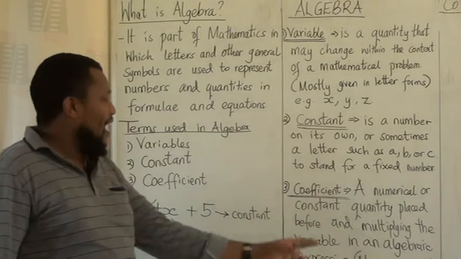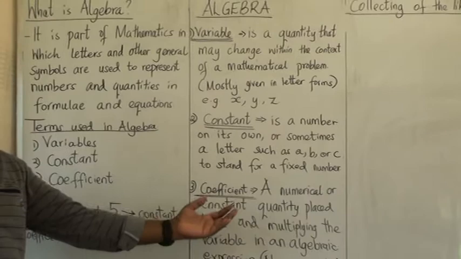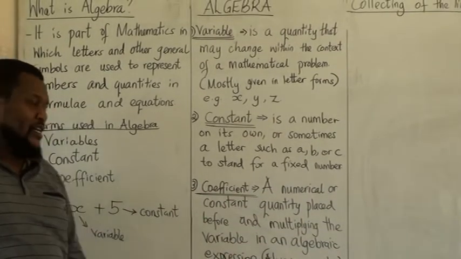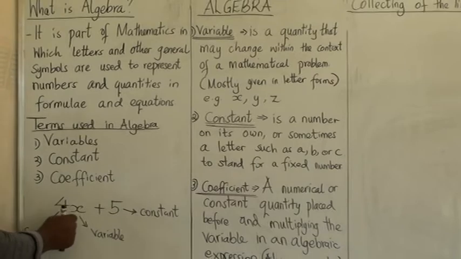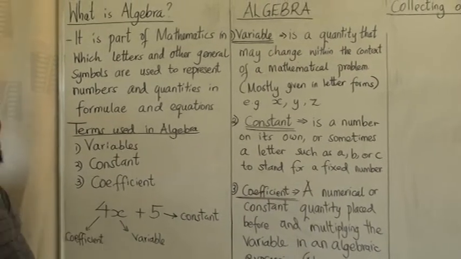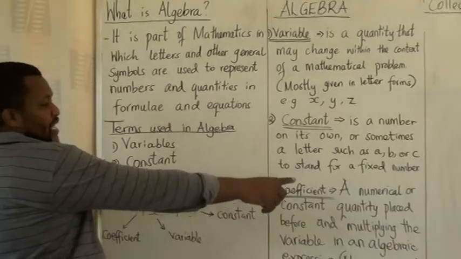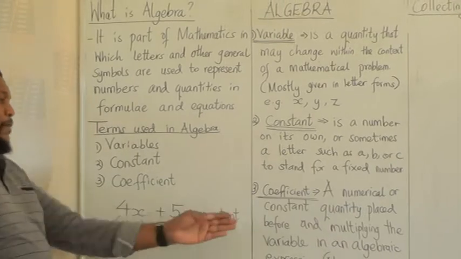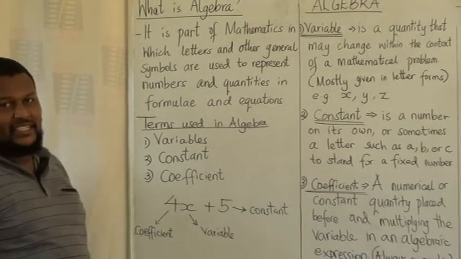Coefficient, a numerical or a constant quantity placed before and multiplied and variable in an algebraic expression. We have our expression here. We have seen the coefficient. You know always there is a multiplication sign in between. Therefore, we say 4 times x. That's why we say a numerical or a constant quantity placed before and multiplying the variable. 4 times x, the coefficient is here.